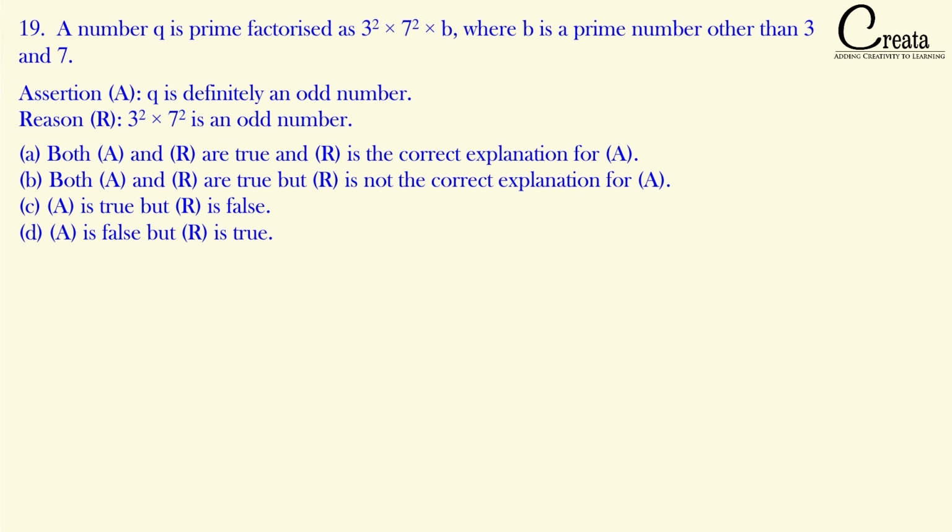Observe the question, pause the video and try to solve this question on your own. So let's approach this question. In this question, a number q is given, which is prime factorized as 3 square into 7 square into b.